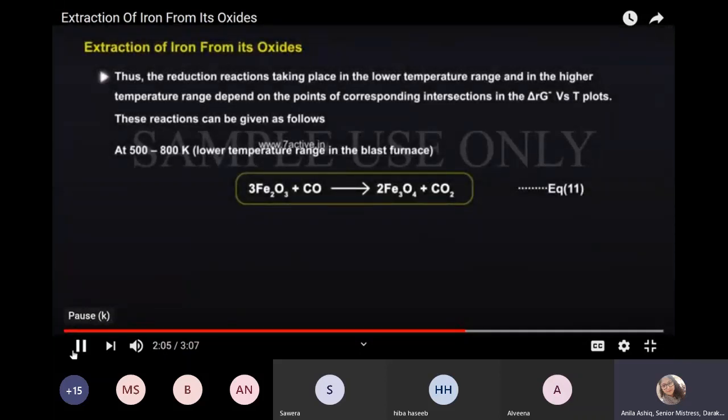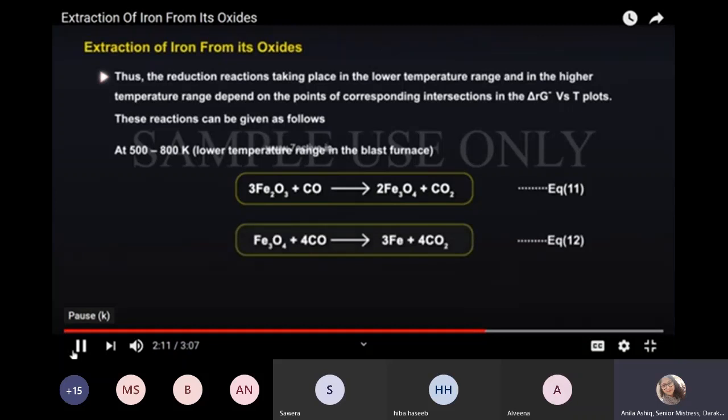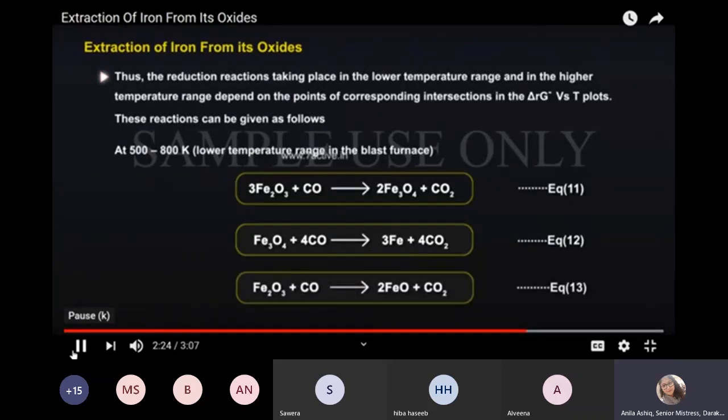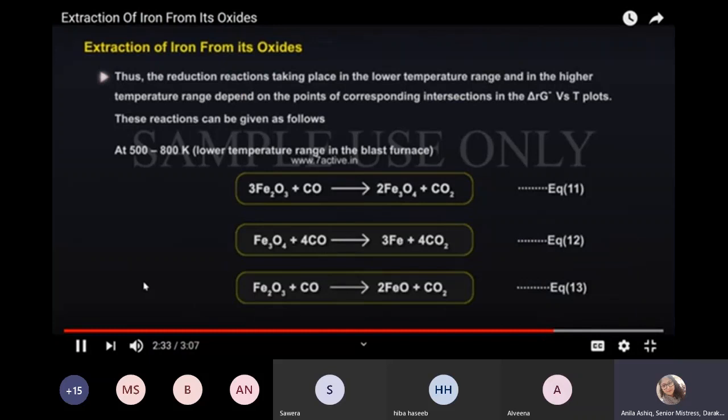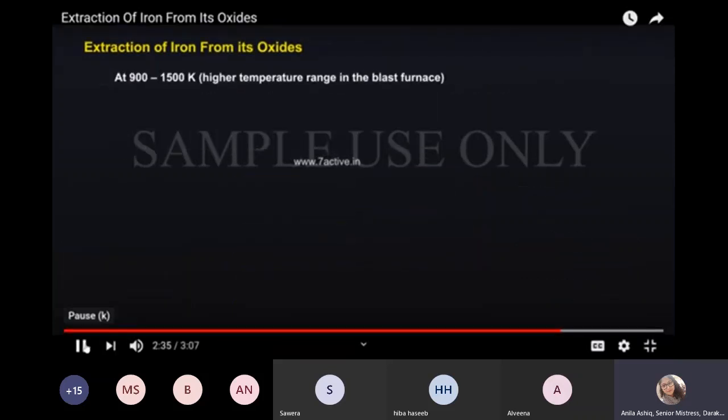Plus CO gives 2Fe3O4 plus CO2. Equation 11. Fe3O4 plus 4CO gives 3Fe plus 4CO2. Equation 12. Fe2O3 plus CO gives 2FeO plus CO2. Equation 13, at 900 to 1500 Kelvin.